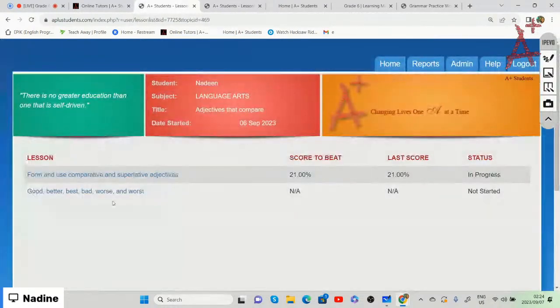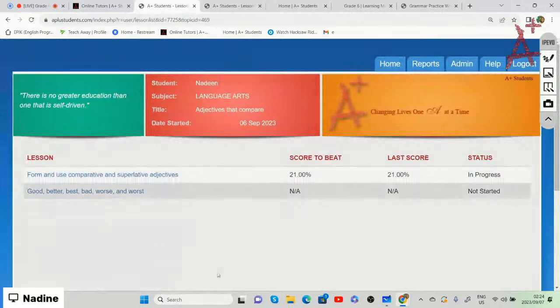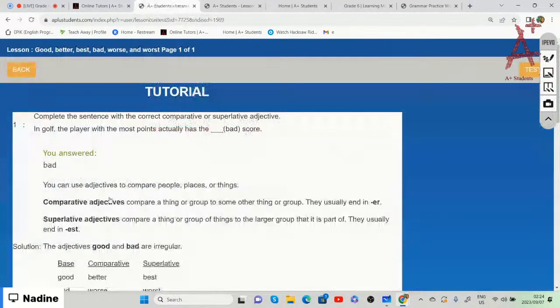So now we're going on to the next one, which is good, better, best, bad, worse, and worst. Guys, once again, we do not say good, gooder, goodest. Nope. Worse, worst, or worstest? Nope. We don't say things like that.